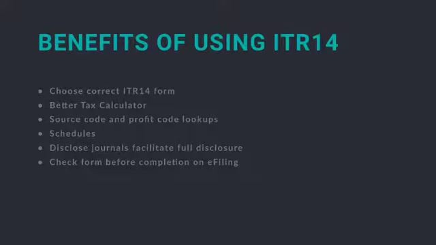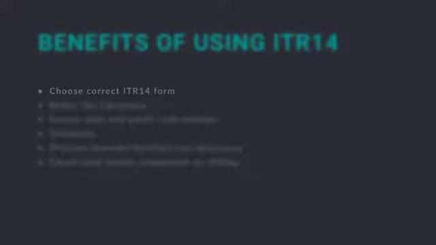So the benefits of using ITR14. Firstly, it chooses the correct form for you. It's got a better tax calculator than just using a spreadsheet. We've got source code and profit code lookups. I did show those to you. You can attach your schedules to the relevant items in your tax computations. We've got journals that we can put through for disclosure adjustments, and you can check the whole form before you send it through to e-filing.